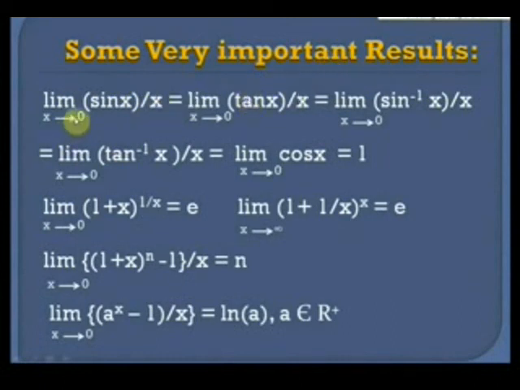Limit of sin x by x when x tends to 0 is equal to limit of tan x by x when x tends to 0, is equal to limit of sin inverse x by x when x tends to 0, is equal to limit of tan inverse x by x when x tends to 0, is equal to limit of cos x when x tends to 0, and is equal to 1. So all these limits are equal to 1 when x tends to 0. Now these are some of the trigonometric limits, which are very important and which are very frequently used while solving problems.